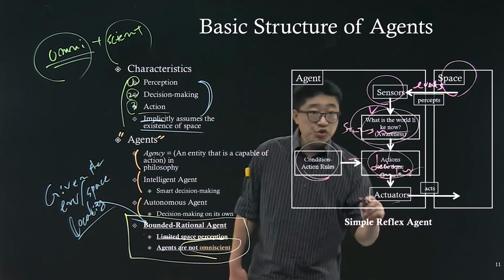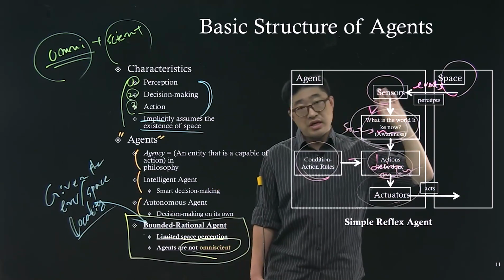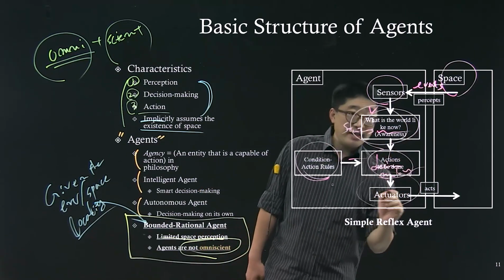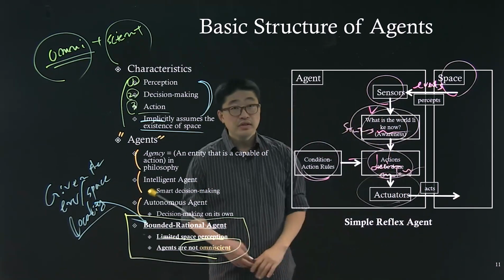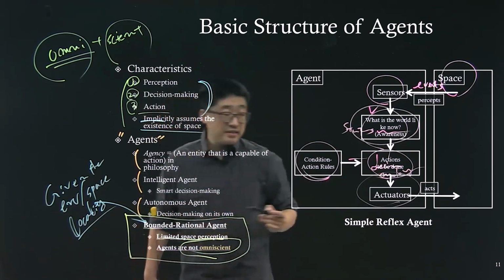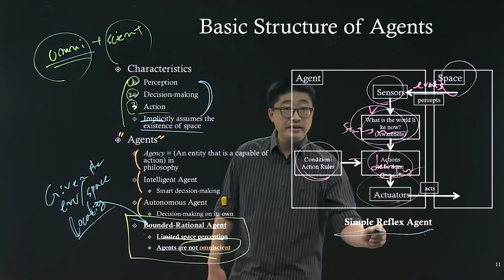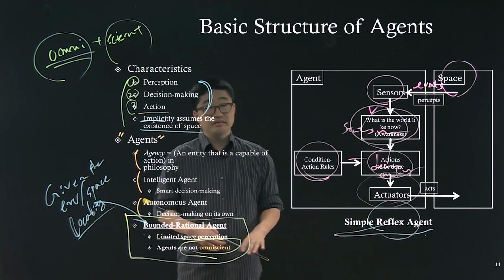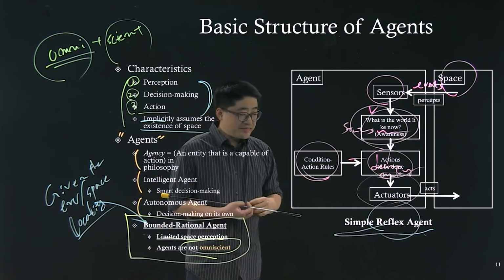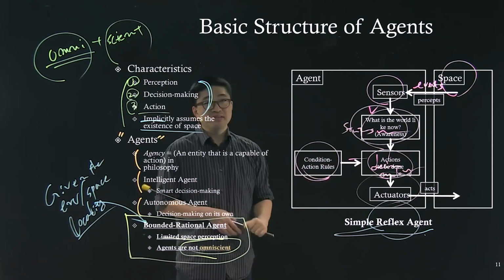And then our actuator: what agents can do, physically or cyberspatially or through social interaction, what it can do and act upon. So this is a simple reflex agent concept. It's going to be reflex. Why is that? Because it is not thinking about the future, it just reacts upon what it perceives.